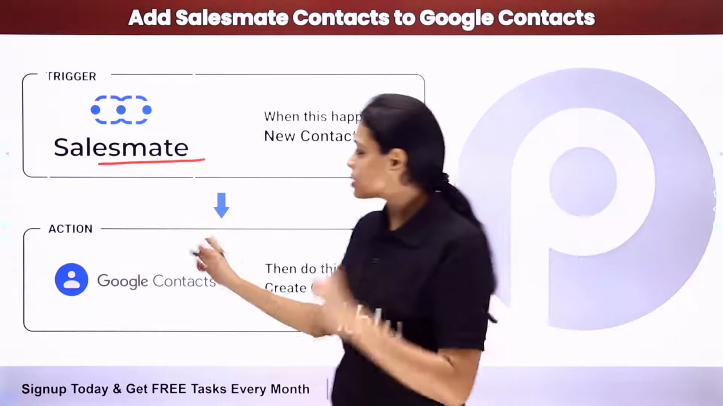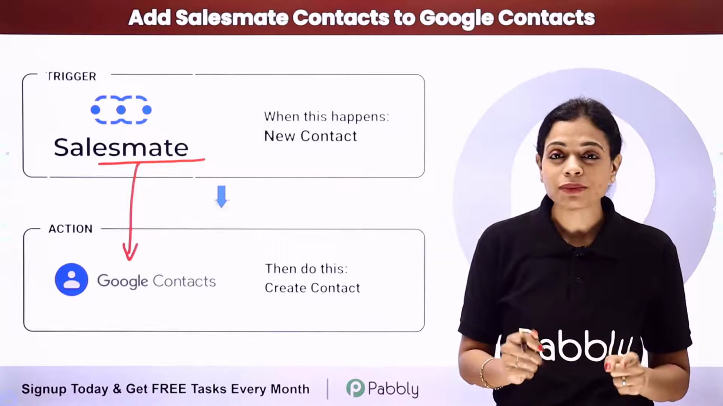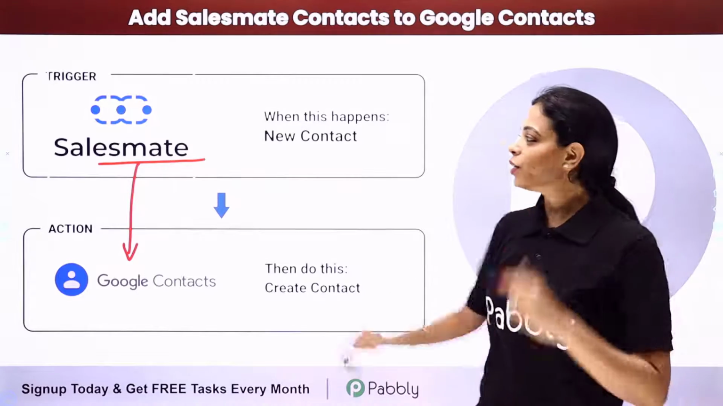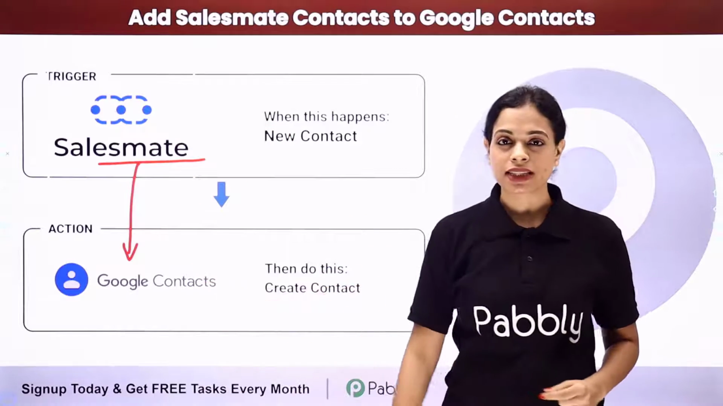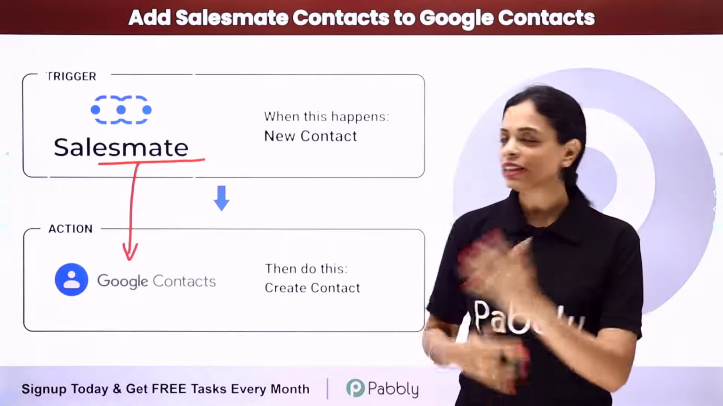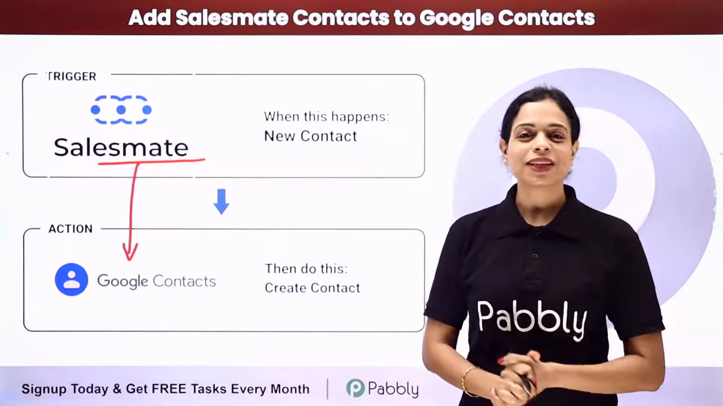For this, you will have to set up some integration between Salesmate and Google Contacts, and the same thing can be done using Pabbly Connect software. Here your trigger application would be Salesmate and your action application would be Google Contacts. Now how can you do this yourself, integrate and automate this entire process? To understand that, let me take you to my screen.